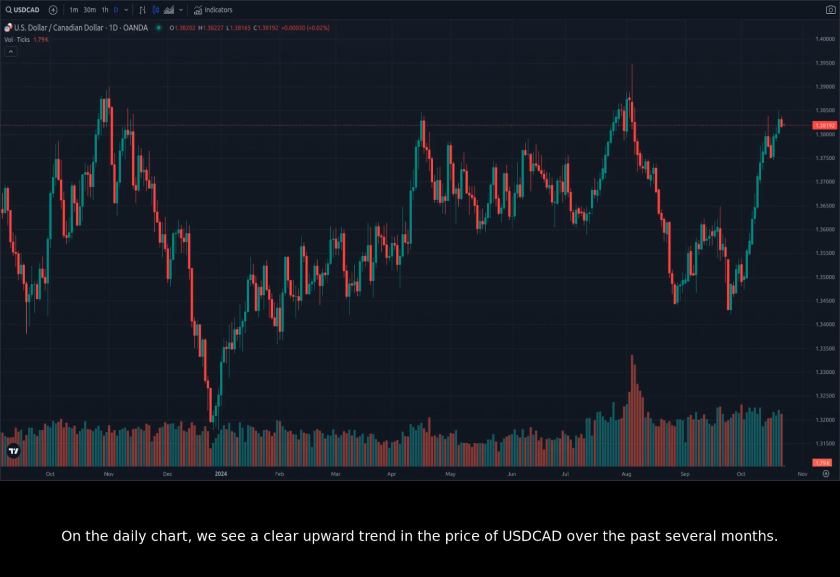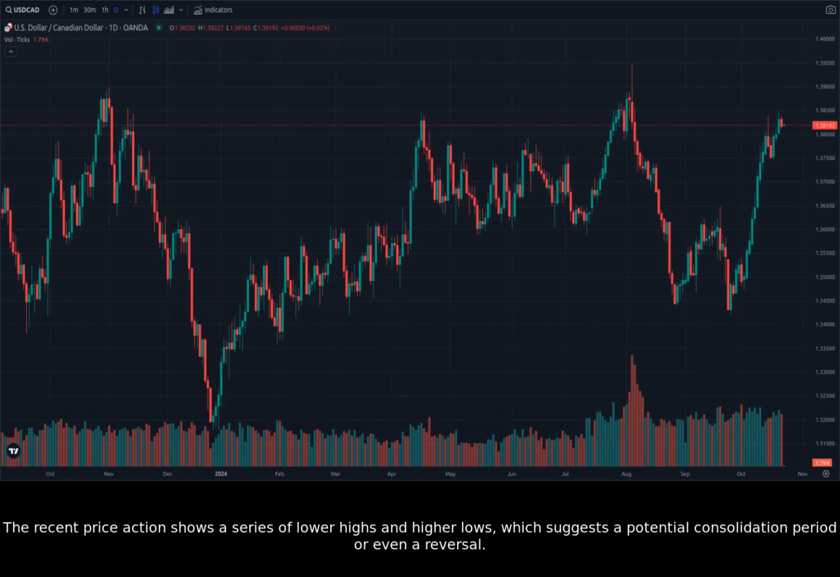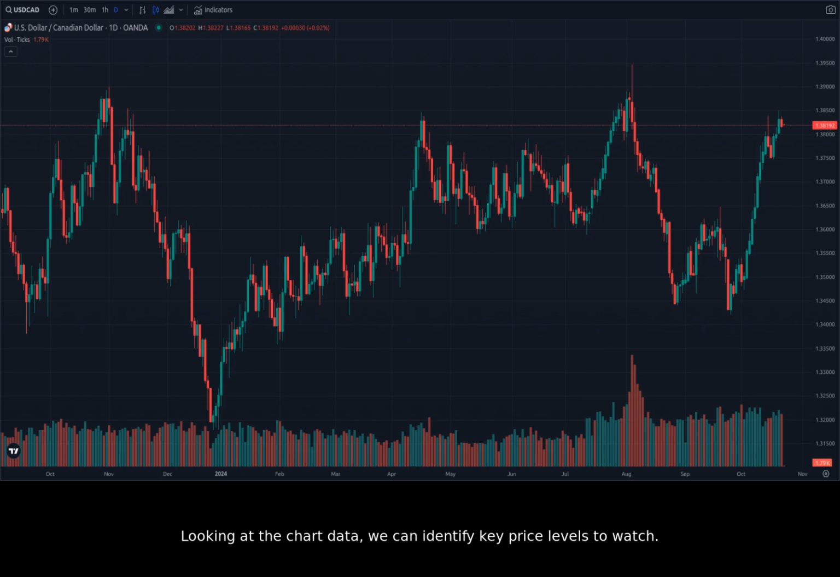On the daily chart, we see a clear upward trend in the price of USDCAD over the past several months. This trend has been supported by strong U.S. economic data and expectations of a more dovish Federal Reserve. However, there are signs that this upward trend might be losing momentum. The recent price action shows a series of lower highs and higher lows, which suggests a potential consolidation period or even a reversal.